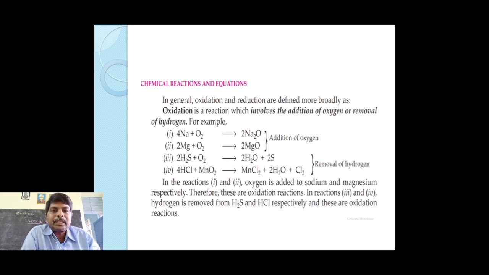Third one, H2S, hydrogen sulfide, reacts with oxygen and gives sulfur, S. Similarly, hydrogen chloride reacts with MnO2 and gives manganese chloride. In these two reactions, H2S is converted to S. That means removal of hydrogen takes place. HCl is converted into Cl2, removal of hydrogen. What is meant by oxidation? Either addition of oxygen or removal of hydrogen.